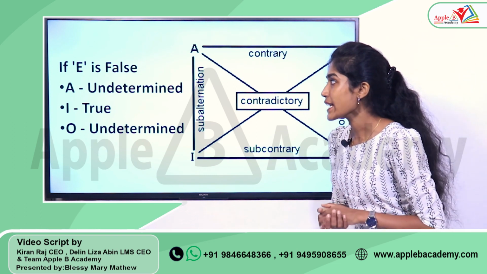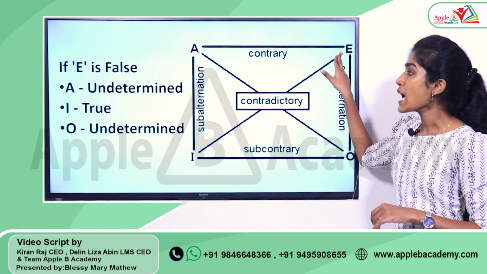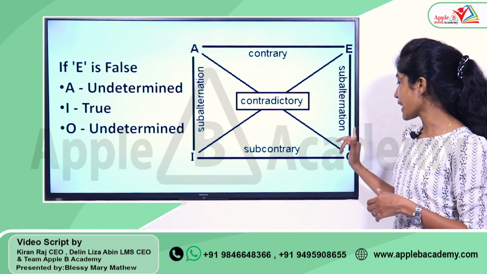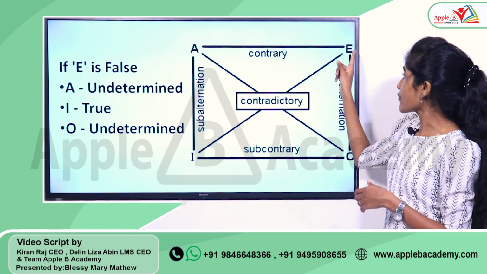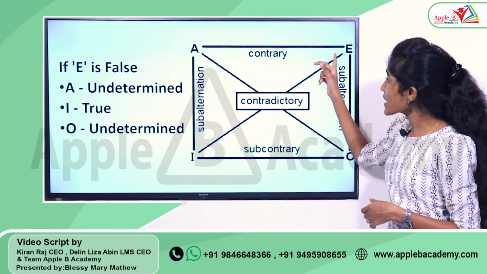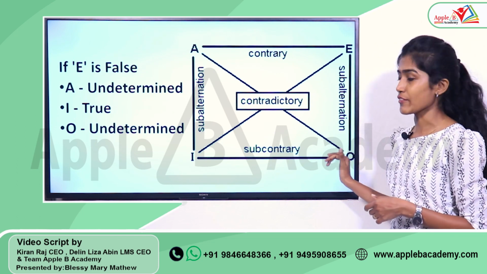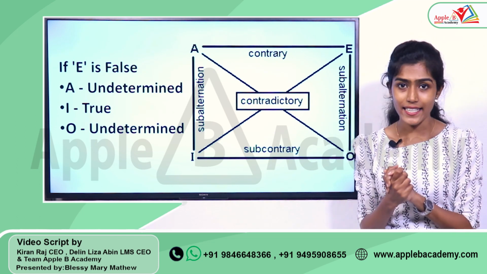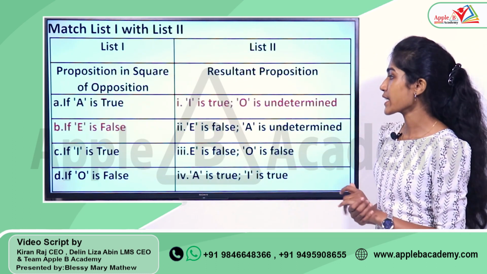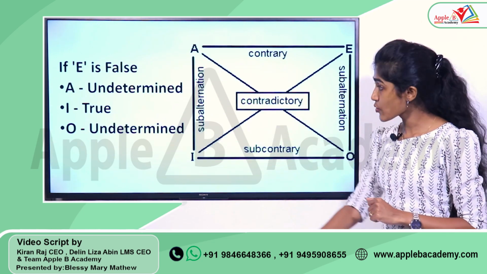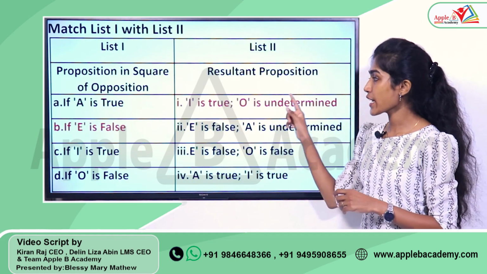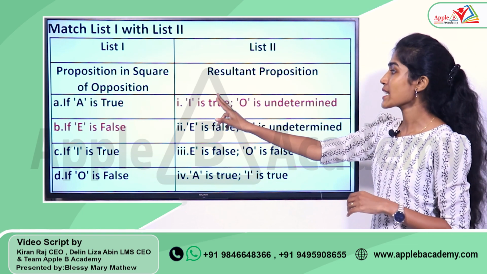So E is a universal proposition, and if E is false, what will be the condition of O? In subordination, if universal is true, then particular will definitely be true. If universal is false, then particular will be undetermined. So you got the idea, right? So coming back to the question that is given here. From what we have analyzed so far, we can say that if E is false, I is true, and O is undetermined. So the right option that you can match with option B is option 1, that is I is true, O is undetermined.